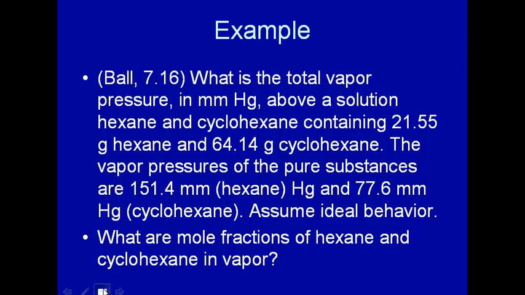Let's look at this. Here's another example. This is actually for introductory chemistry. You should know how to do this already, but nonetheless, we'll go ahead and do it. What is the total vapor pressure above a solution that contains hexane and cyclohexane? It gives the amount in grams of those two compounds, and gives the vapor pressures of the pure substances.